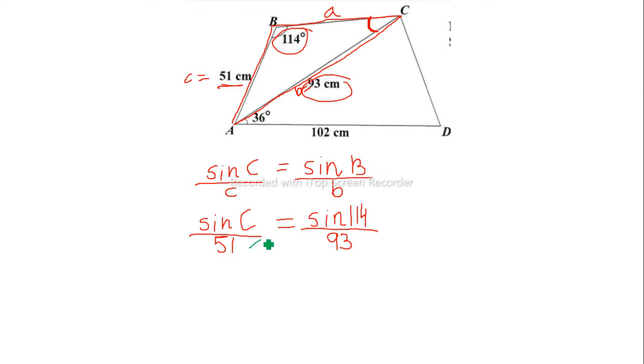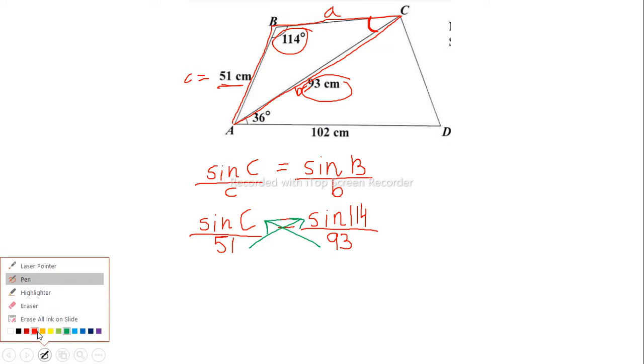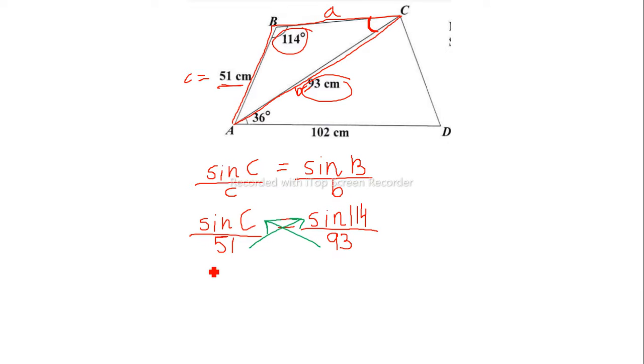Then the next thing that we do here is we cross multiply. So we multiply the 51 by sine 114, sorry, and then 93 by sine C. That leaves us with 93 times sine C, which is equal to 51 times sine 114.